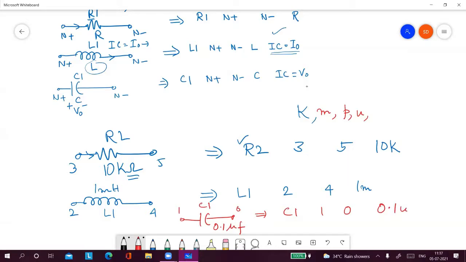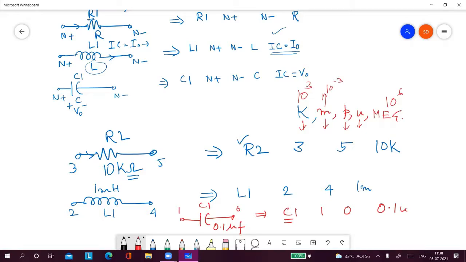Again, you don't have to write farad, because once you write C, SPICE will understand that it is a capacitor, and its unit is farad. Here K denotes kilo, M for milli, P for pico, U for micro, and MEG for mega ohm. Mega ohm is 10 to the power 6. 10 to the power 3, 10 to the power minus 3, and so on.